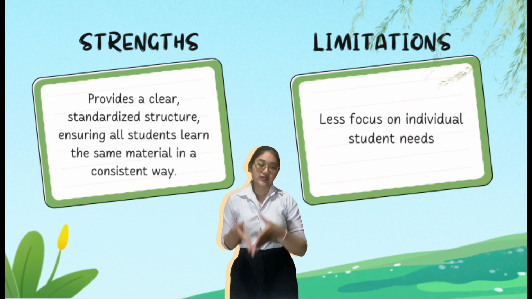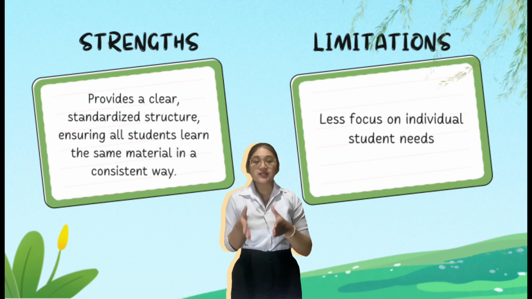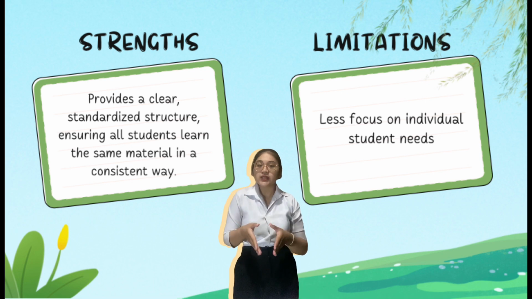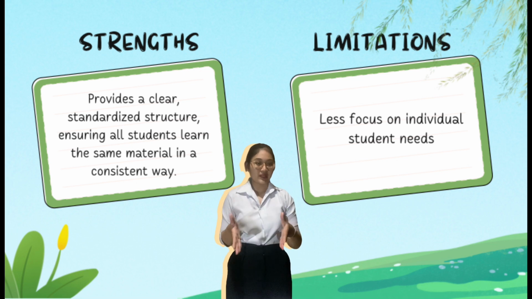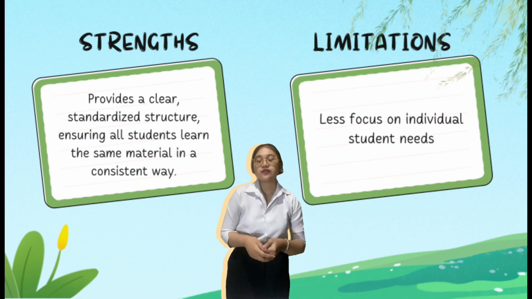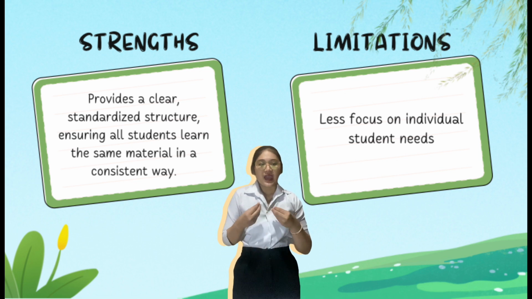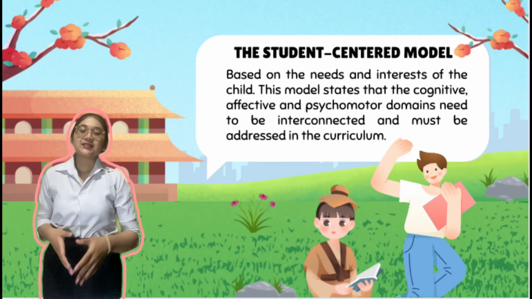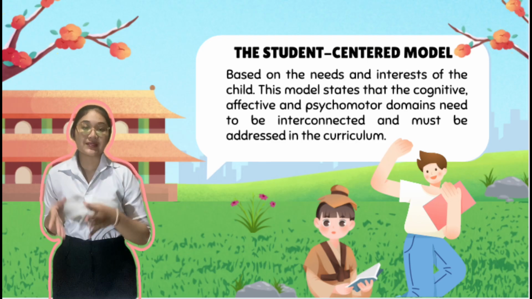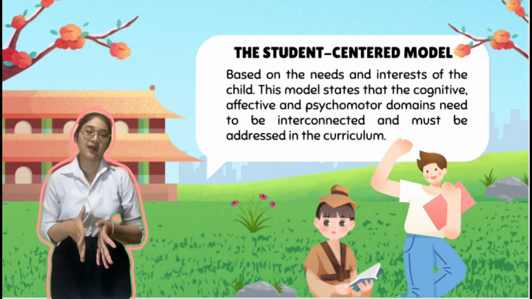The strength of this traditional curriculum model is it provides a clear, standardized structure, ensuring all students learn the same material in a consistent way. But the limitation is it doesn't address individual student needs, which may leave some students either struggling or not fully engaged with the material. The second model is the student-centered model, or we can say the child-centered model. It is the same thing.